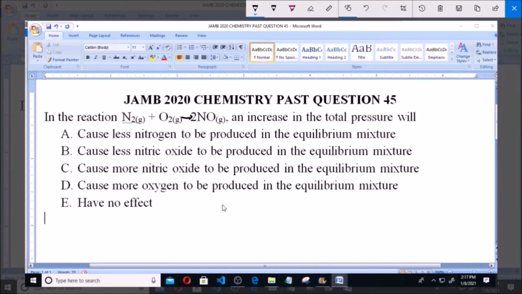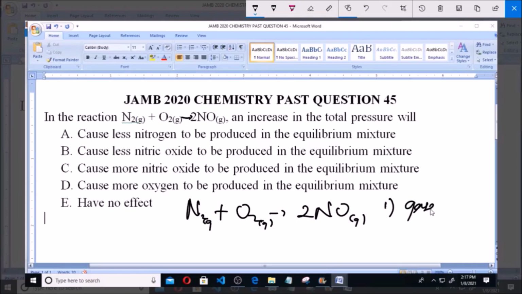Now, when you have a given reaction like we have here, nitrogen plus oxygen to give us nitric oxide, for pressure to have an effect on this kind of reaction, there are two conditions. Number one condition is that both reactants and products must be in a gaseous state, and if you confirm from our reaction, both reactants and products are in gaseous states. Another condition is that the amount of reactants should not be equal to the amount of products.